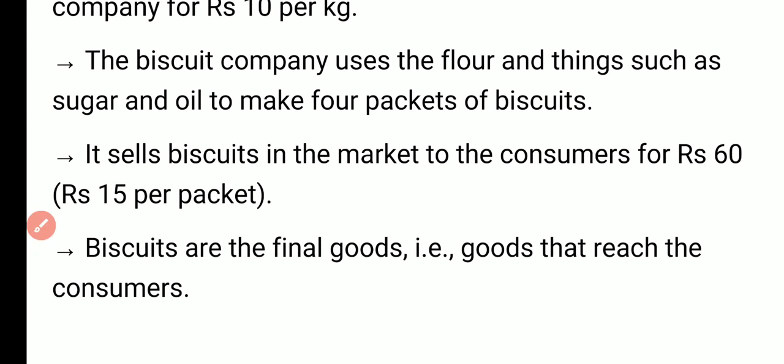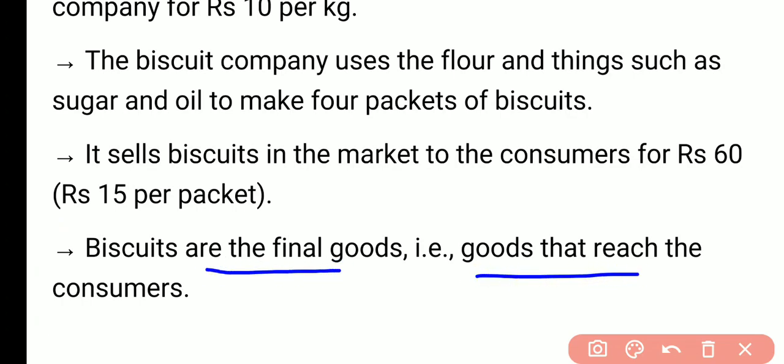So biscuits are the final goods. Biscuits क्या है? Final goods हैं. Goods that reach the consumers, and it includes everything. It includes the primary goods, that is wheat, and intermediate goods, that is फ्लोर. ओके, तो उन दोनों की वैल्यू इसमें ऑलरेडी कैलकुलेट है. तो हमें जब जीडीपी कैलकुलेट करनी है तो we need not calculate wheat and the flour separately. We need to calculate the value of biscuit only, क्योंकि उसमें उनके रेट ऑलरेडी जुड़ चुके हैं, उनकी वैल्यू ऑलरेडी जुड़ चुकी है. So this is the value of final goods.